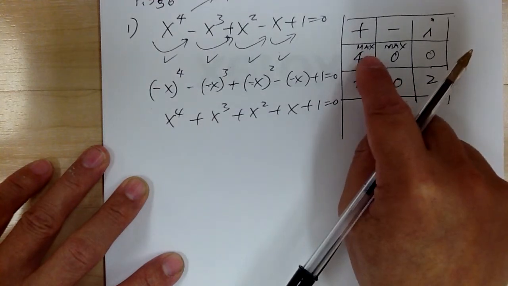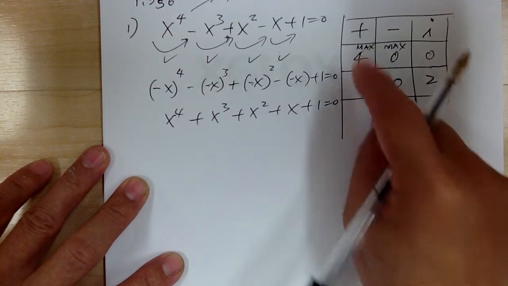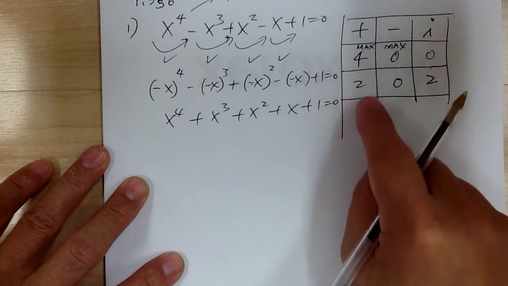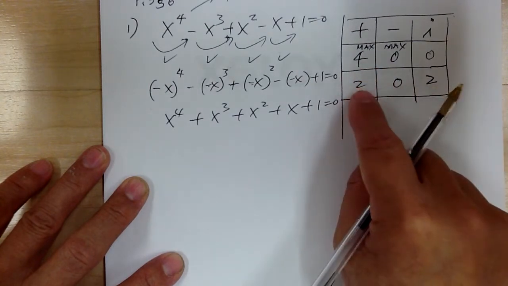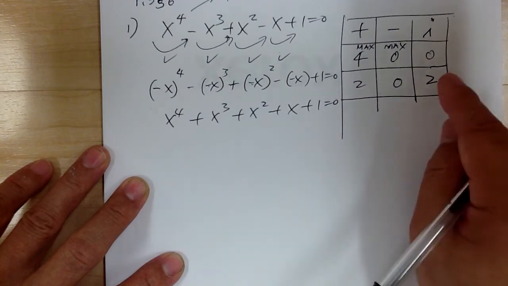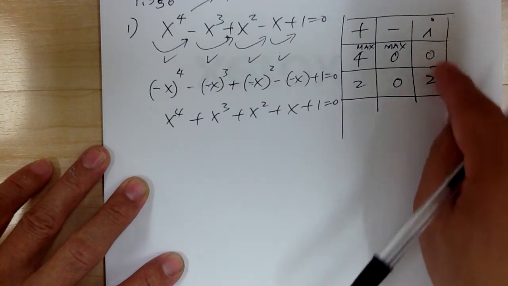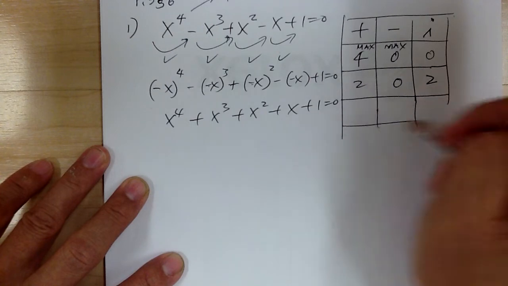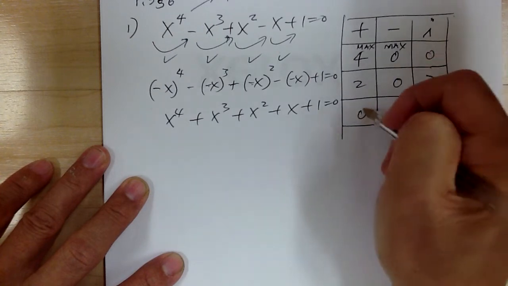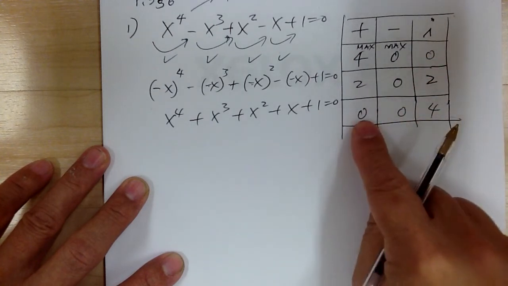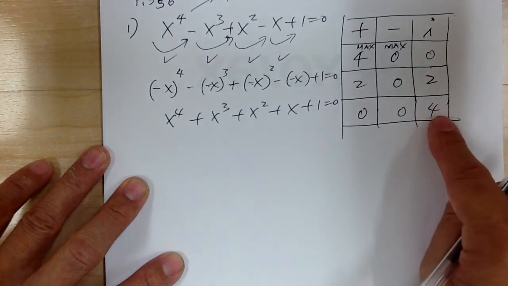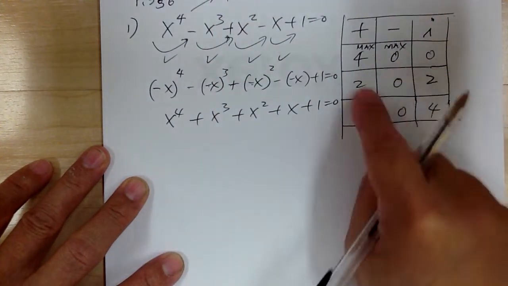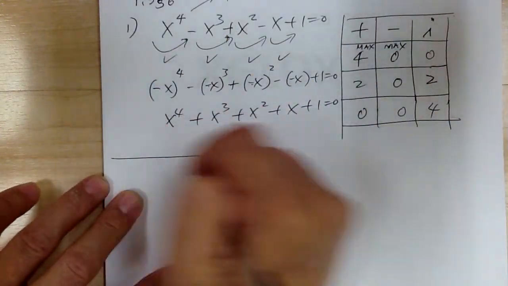Okay. So again, your maximum is 4 positive answers, but you can have lower than that because you can have 2 positive and 2 imaginary answers. Again, this cannot be odd numbers because you have to have a conjugate to cancel out the i. Okay, the next possibility will be 0, 0, 4. Right? You can have 0 positive, 0 negative, and all 4 answers are imaginary. Okay, so this is your answer for number 1.